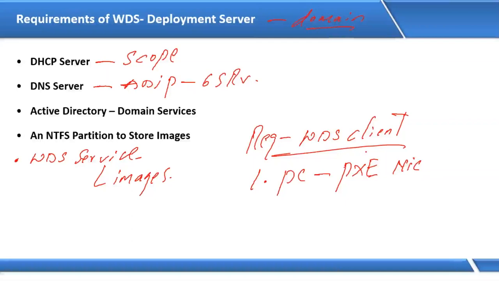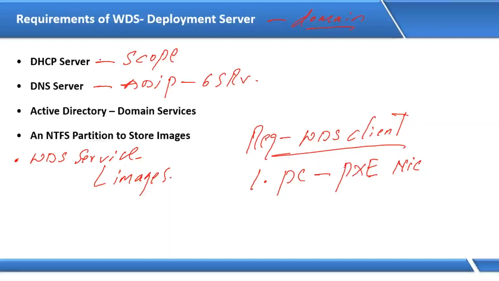So these are the requirements we need. First we'll complete here. Most of the requirements are on the server side only: DHCP server, DNS server, Active Directory, and WDS server. So in total how many services do we require? 4 services. So you can do one thing: install every service in one machine. One Active Directory server, one DHCP server, one DNS server, and one WDS server.